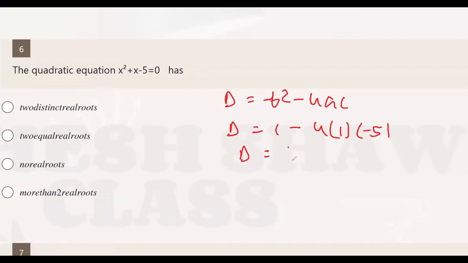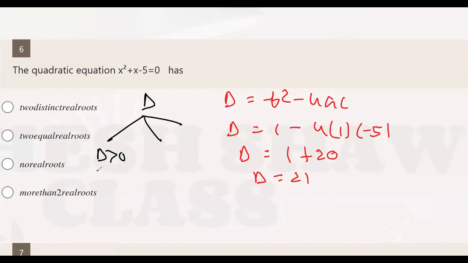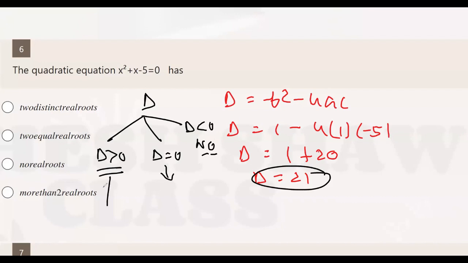Now d is equal to what? 1, and this minus multiplied by this minus is positive, and 5 into 4 is 20. So d is equal to 21. So you know that d has three possible cases. If d is greater than 0, then the roots are real and distinct. When it is equal to 0, it's real and equal roots. And when it is less than 0, we say it has no real roots. So as of now, it is greater than 0.